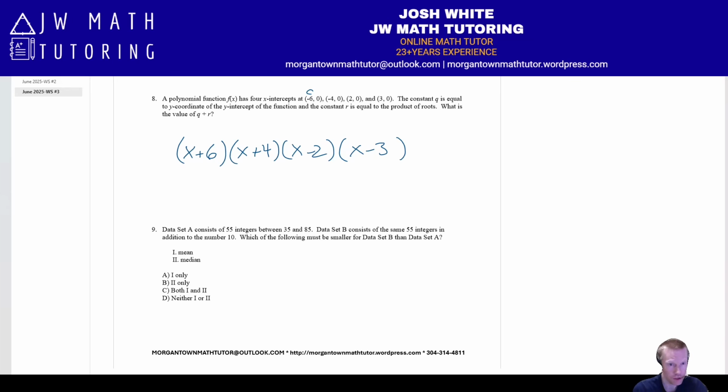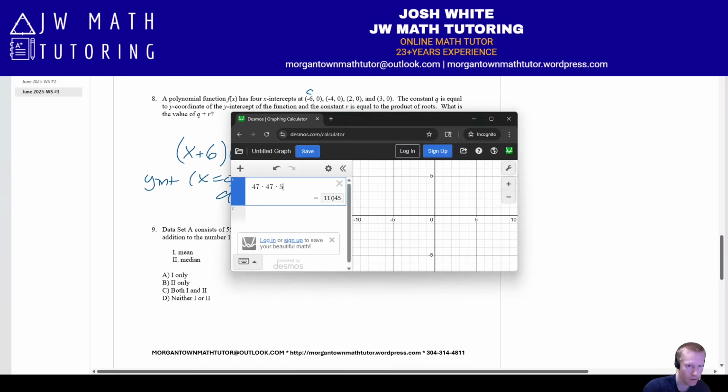Now, constant q is equal to the y-coordinate of the y-intercept. To get the y-intercept, that just means we let x equal 0. So you plug in 0 for all these x's, in every parenthesis. Notice you're just going to get 6 times 4 times negative 2 times negative 3. Basically, it's just the opposite of each of these x-intercept values that you see here. So we multiply this all out, and we're going to get 144. We can just go to Desmos to confirm.